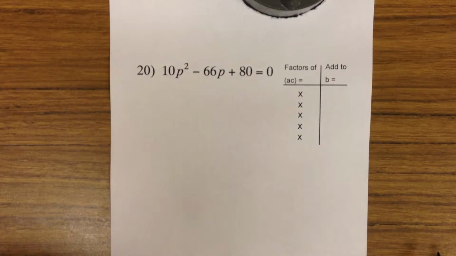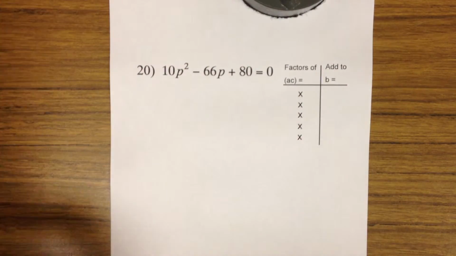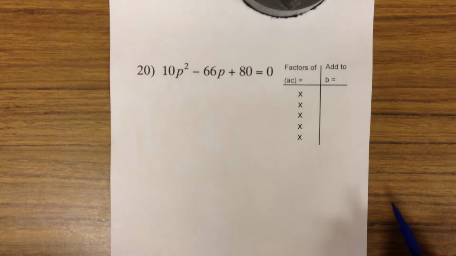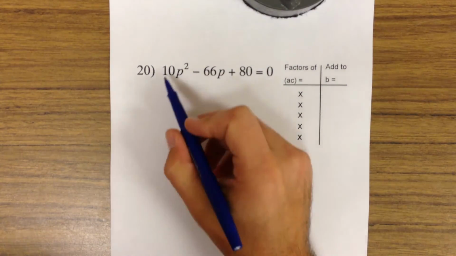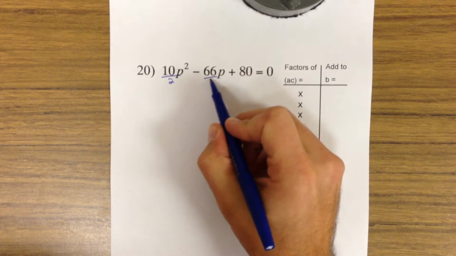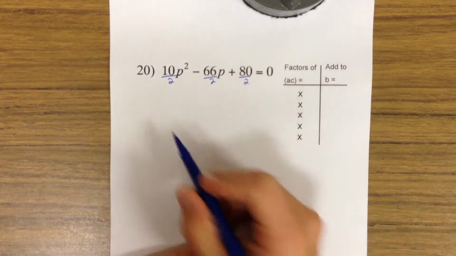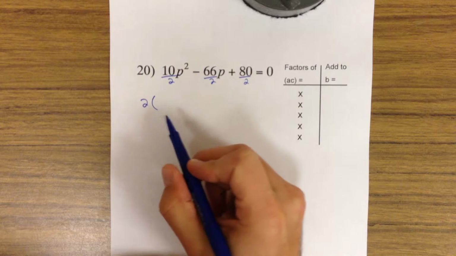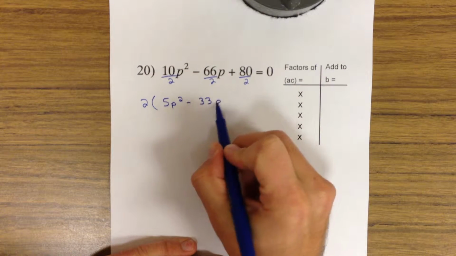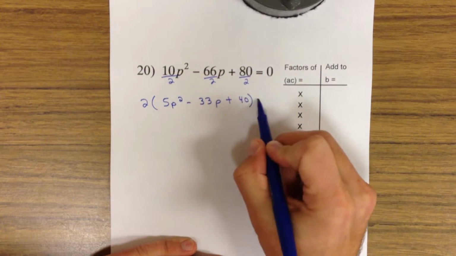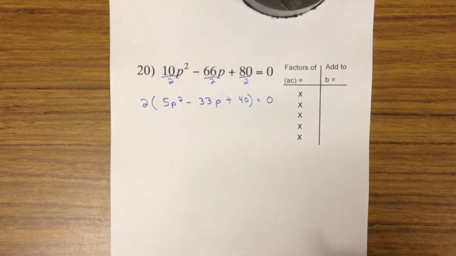Okay, I want to show you number 20 now. The first step whenever you factor is always to look for a common factor. And if you look at this, 2 goes into all of these. So it's almost like I'm dividing everything by 2. Alright, and this 2 is going to pull out front. And I just rewrite this in a little bit simpler form.